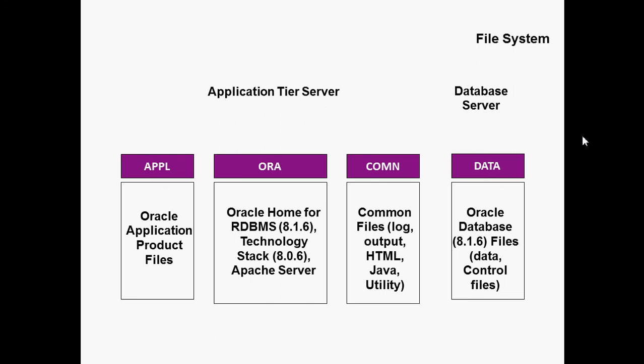Again, there are abbreviations for the file system naming convention. For example, APPL is basically all the application product files, and the folder is named APPL_TOP. APPL_TOP is the name of the folder which has all the application related data. ORA_TOP is the name of the Oracle home for RDBMS, which could be 8, 9, or 10. COMMON_TOP is basically where you have all the log files, output files, HTML, Java, utilities, everything. And the data is actually where the database is stored.